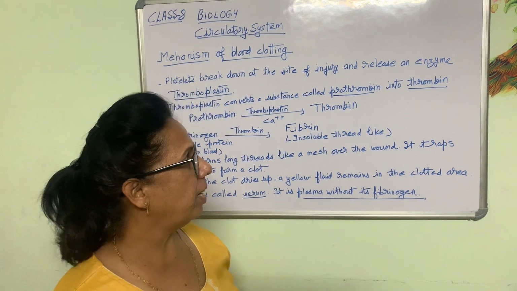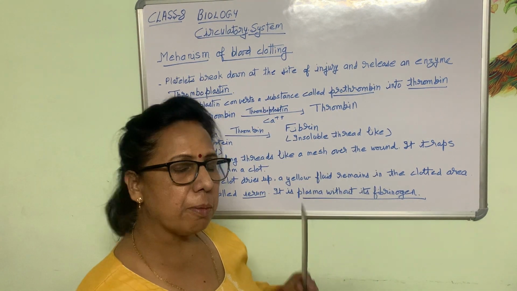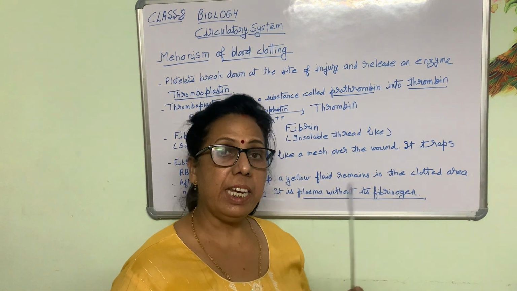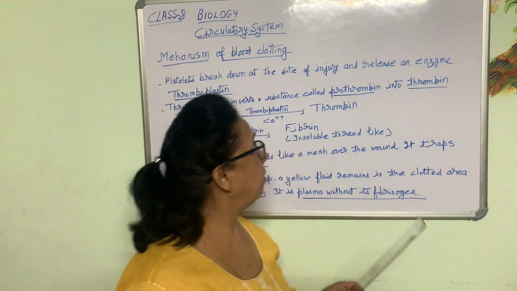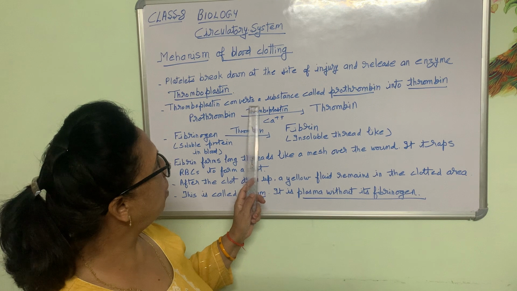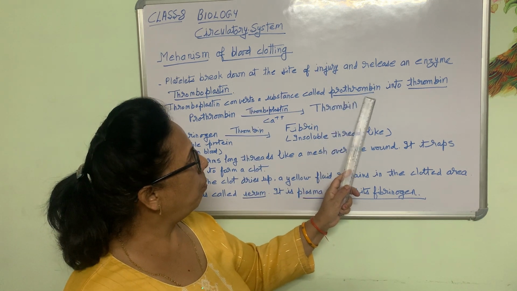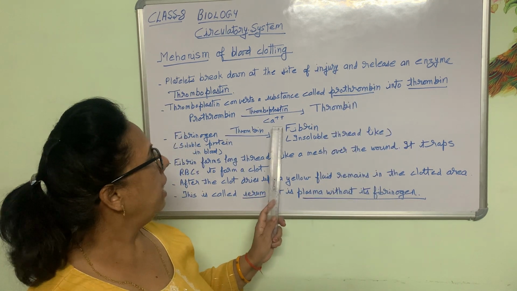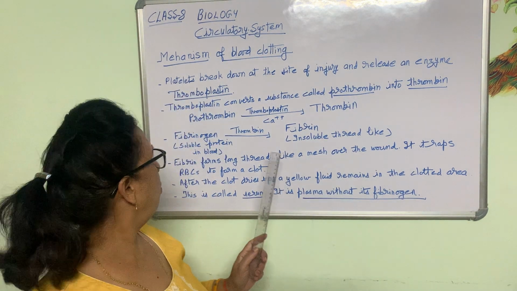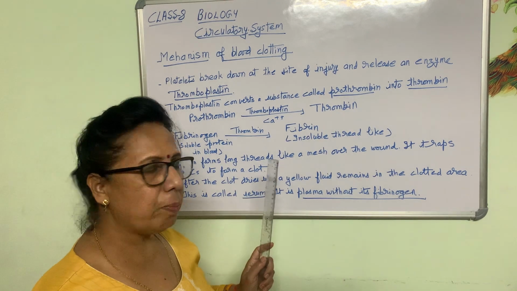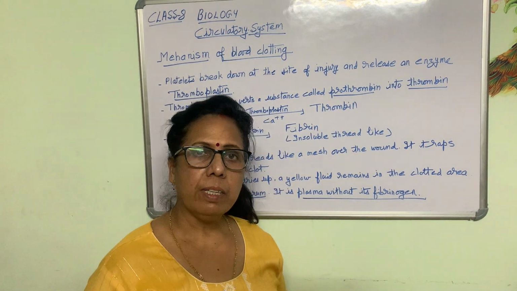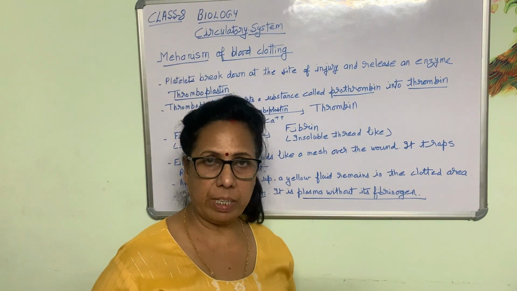Now this thromboplastin changes a substance present in the blood, prothrombin, into thrombin in the presence of calcium ions. Now this thrombin acts on the soluble protein present in the blood. Fibrinogen changes into fibrin. Fibrinogen is the soluble protein present in the blood.